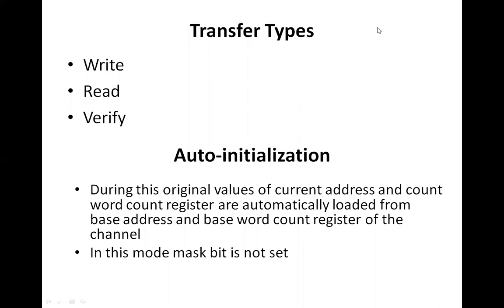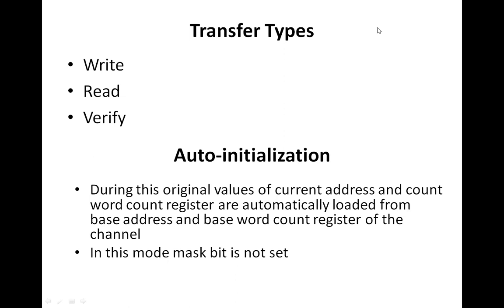What are the different transfer types, what is auto initialization, and memory to memory, how does the memory to memory transfer take place? Today we are going to discuss all these things, along with the priority, how the priority is fixed, as well as the descriptions of the different registers which are used in 8237.